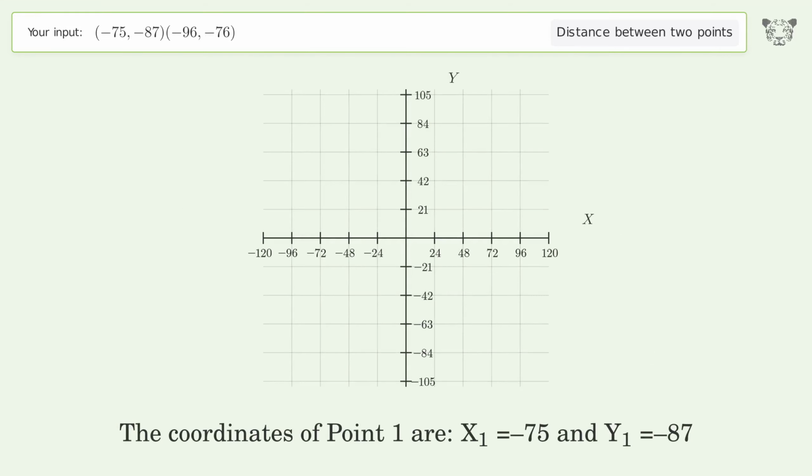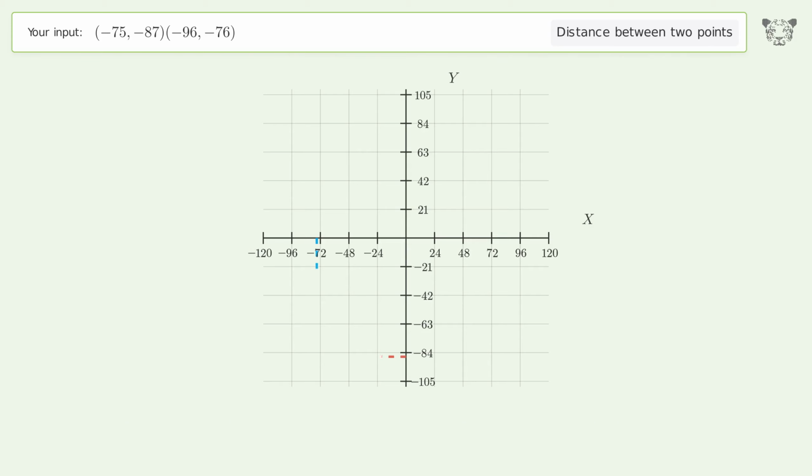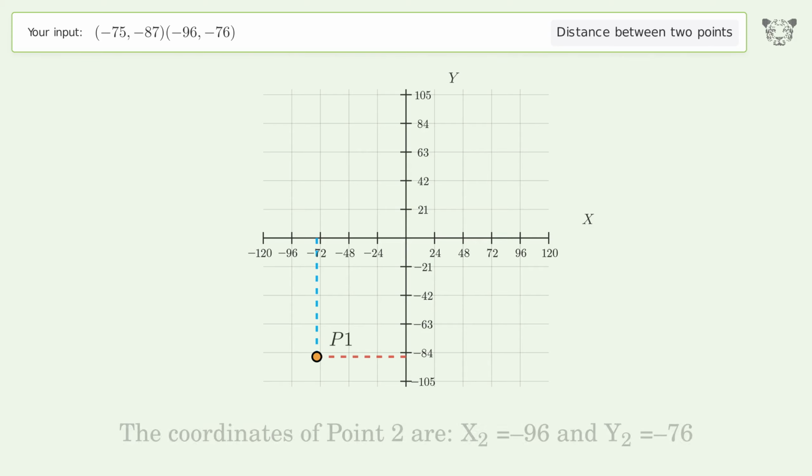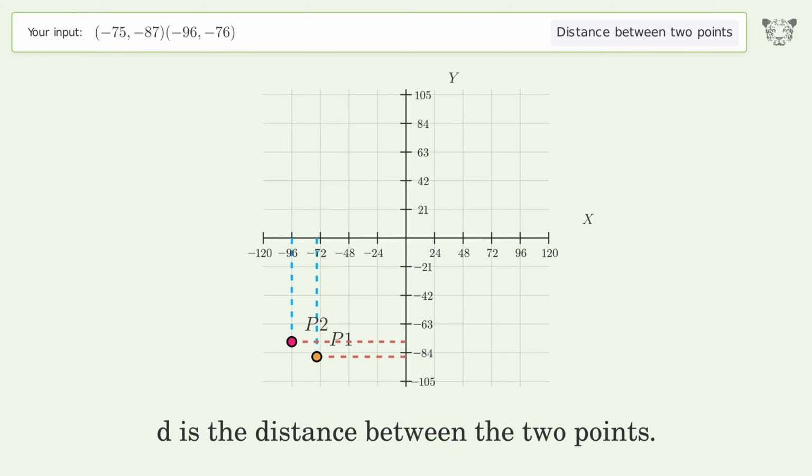The coordinates of point 1 are x1 equals -75 and y1 equals -87. The coordinates of point 2 are x2 equals -96 and y2 equals -76. D is the distance between the 2 points.